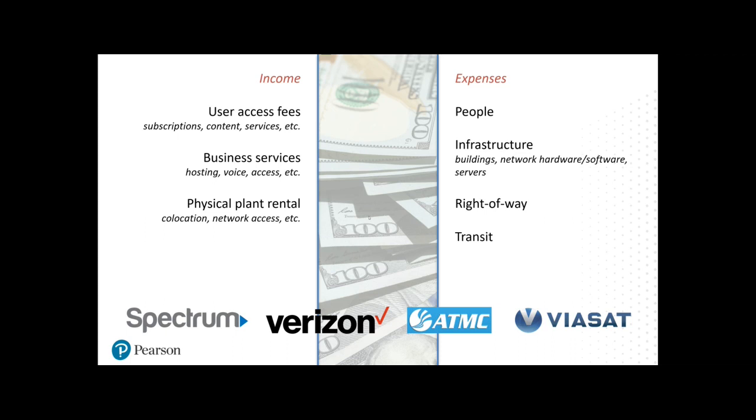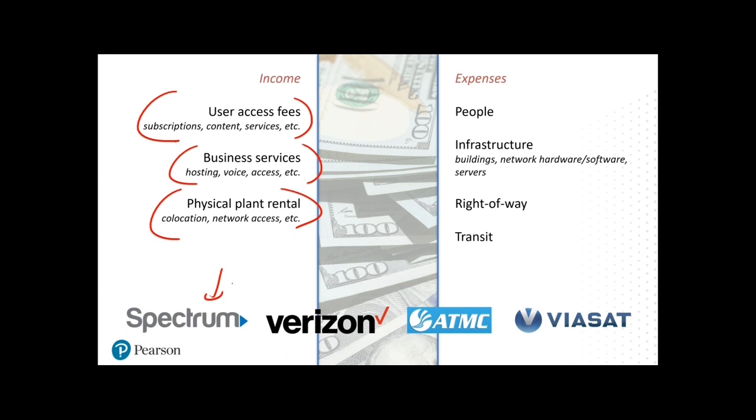And if you're calling an access provider for service, this will help you understand a little bit of how this works. So their income is primarily going to be user access fees, business services, and physical plant rental, like co-locating. So if Google comes to Spectrum and says, we want to rent space so we can put Google servers in Spectrum's physical facilities to get closer to our users, then that's something that Google is going to pay Spectrum to do.